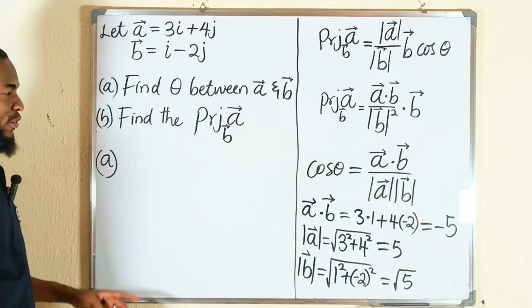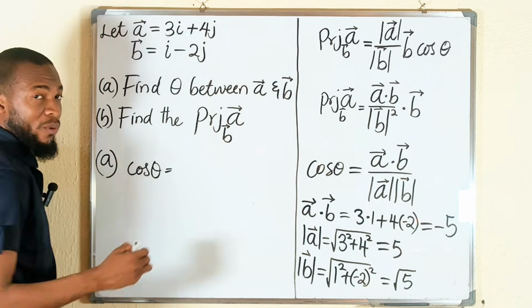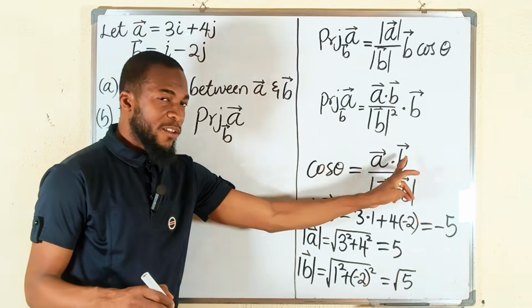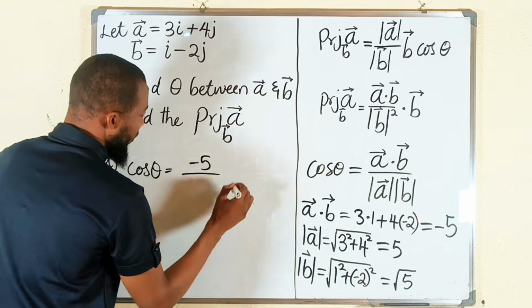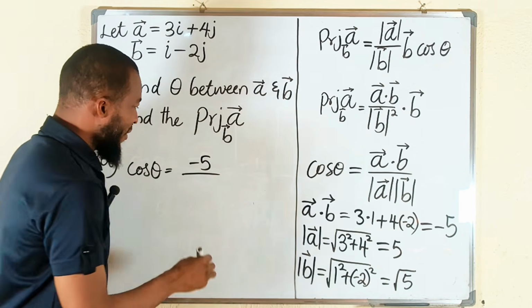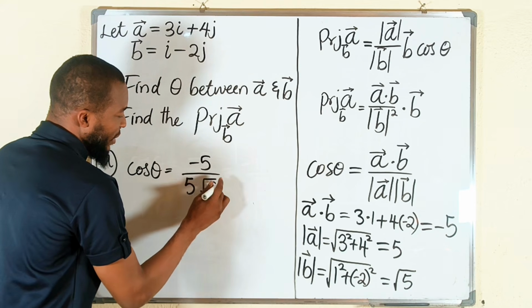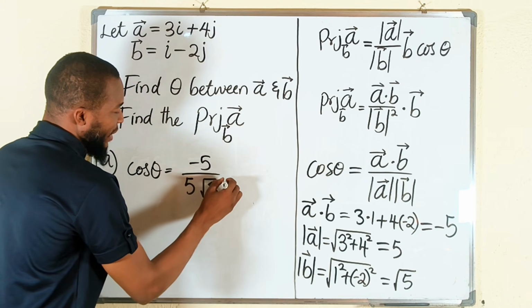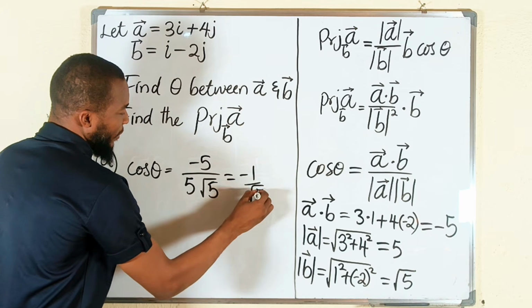All right. So this implies that cosine of theta, the angle we are looking for, is equal to the dot product, which we have as negative 5, divided by 5 times root 5. The 5s will cancel, right? You have negative 1 over root 5.